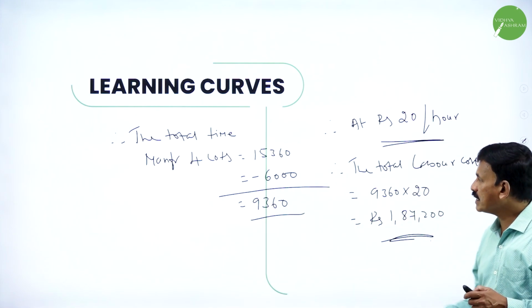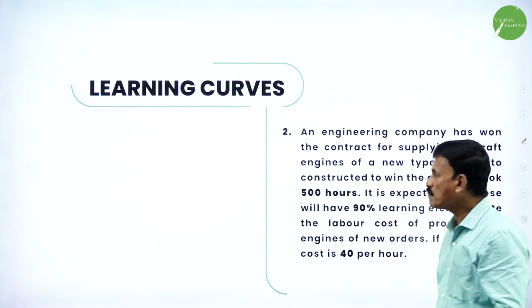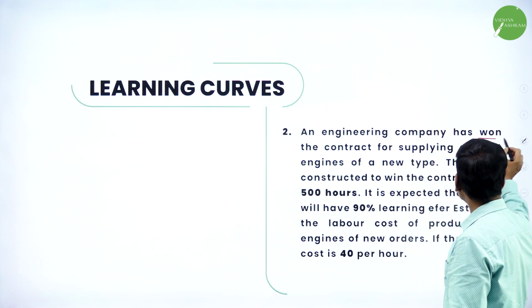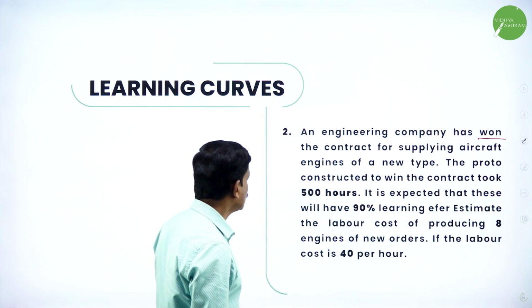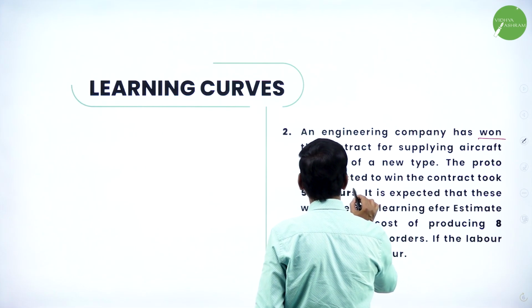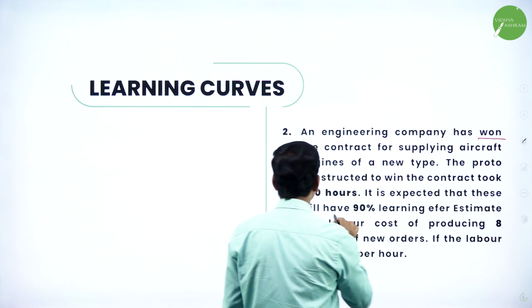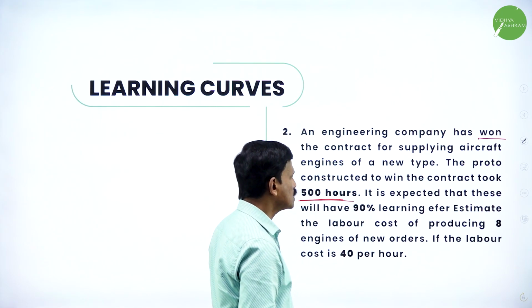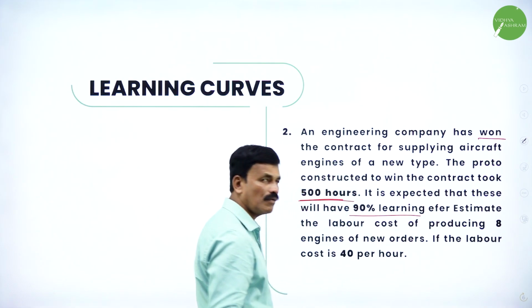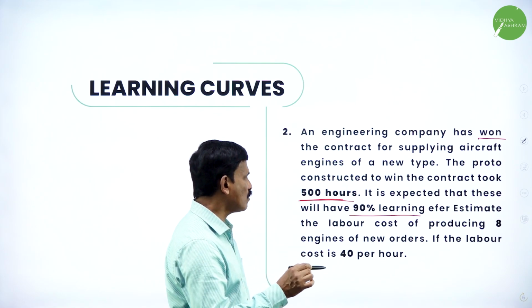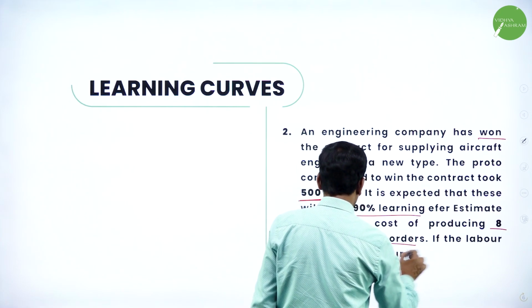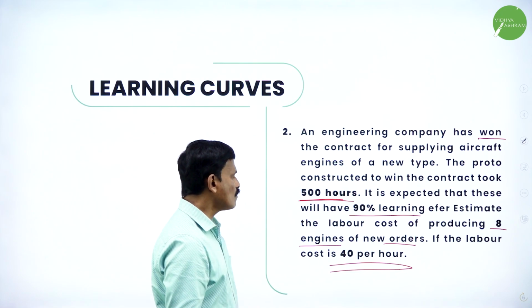Very important problem. Now, let us take one more problem. Same type problem. Now, let us move on to the next problem. An engineering company has won the contract for supplying aircraft engines of a new type. The prototype constructed to win the contract took 500 hours. It is expected that these will have 90% of learning effect. Estimate the labor cost of producing 8 engines of new order if the labor cost is 40 per hour.